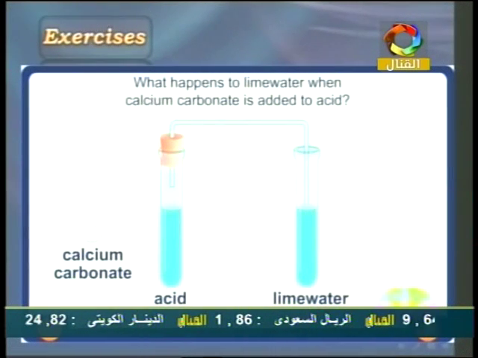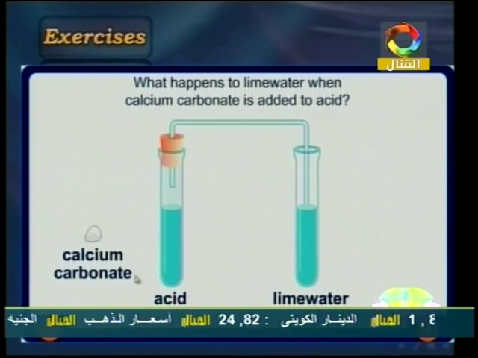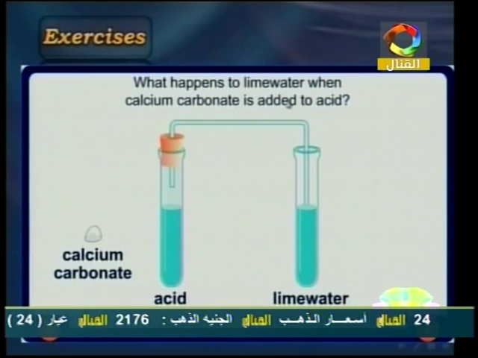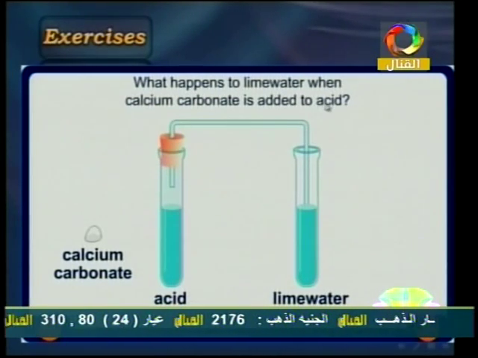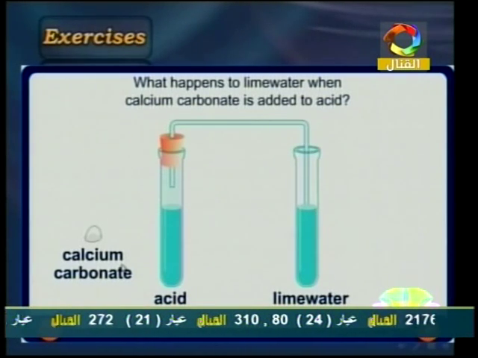We have an acid. We have a calcium carbonate compound. So this calcium carbonate is a type of chemical compound. And what happens to the lime water when the calcium carbonate is added to the acid? What will happen here? Here we have the calcium carbonate.